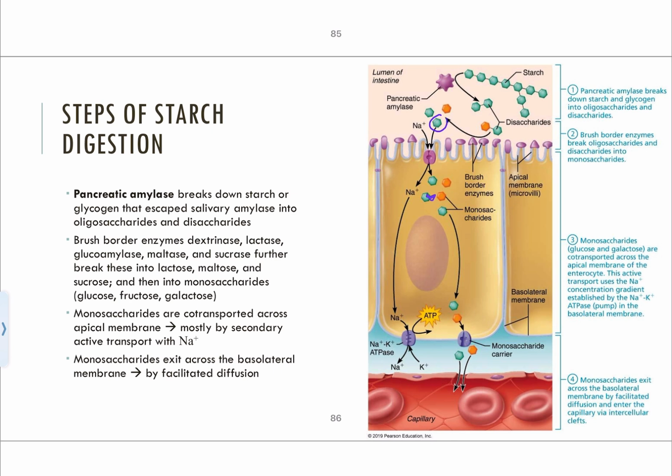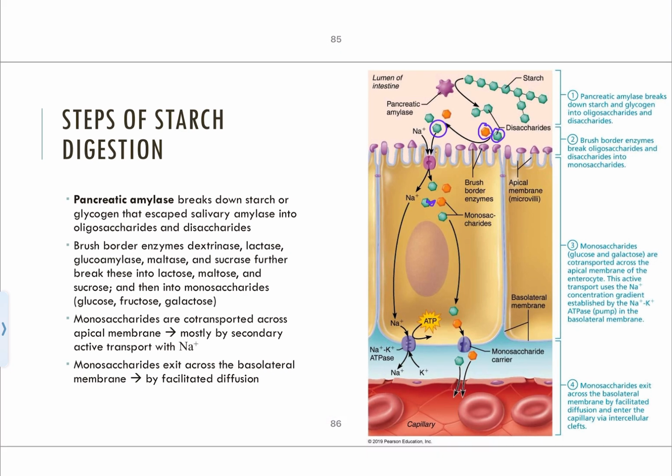So we have a monosaccharide right here. An individual hexagon in this image over here represents a monosaccharide. Over here you can see we have two hexagons linked together, so that represents a disaccharide. It hasn't touched the brush border enzymes yet, so it's still linked together. And then once it reaches the brush border enzymes, we can cleave the bond between them and get our individual monosaccharides.